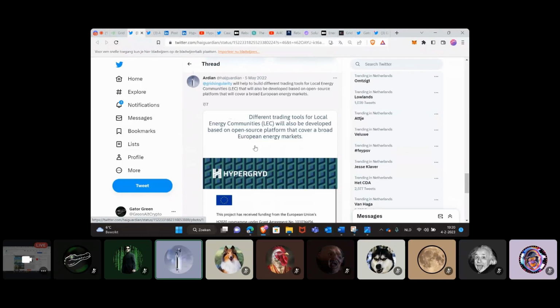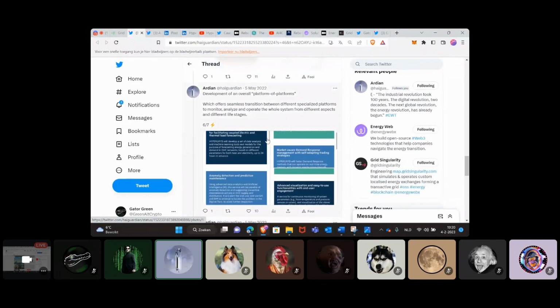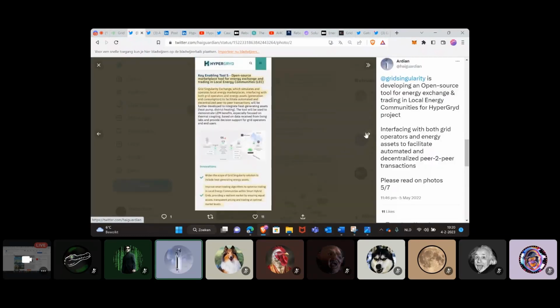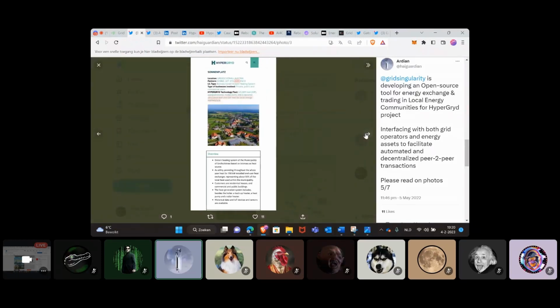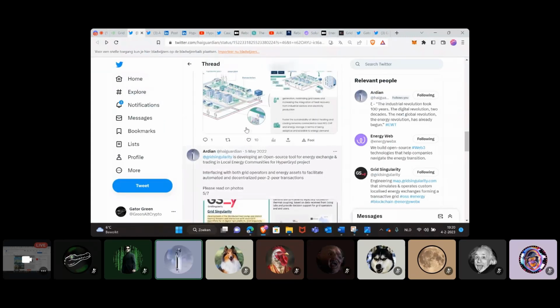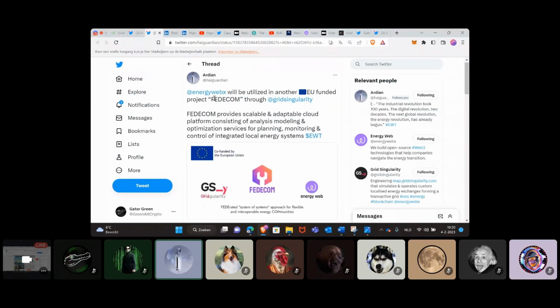This is for the HyperGryd, but for FEDEcom, this project is just 3 months old now, and there is not that much information. FEDEcom will be a 4-year project. FEDEcom will provide a scalable and adaptable cloud platform consisting of analysis, modeling, and optimization services for planning, monitoring, and control of integrated local energy systems. Local energy systems are mentioned a lot of times by Grid Singularity too.